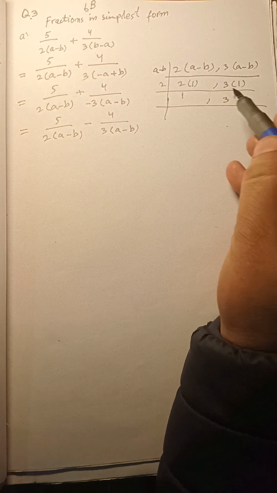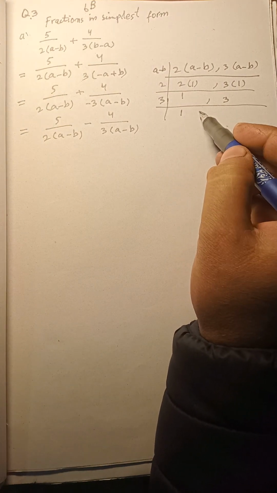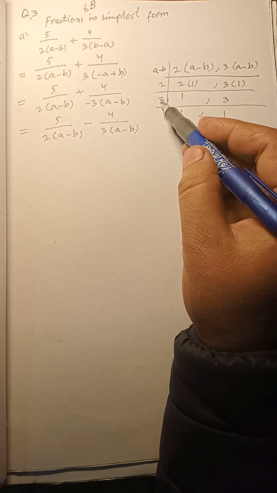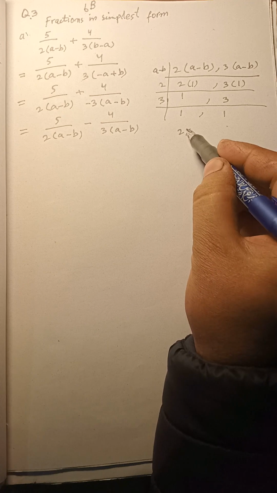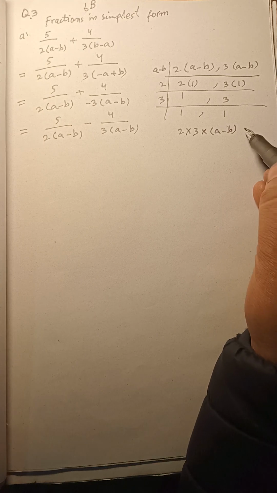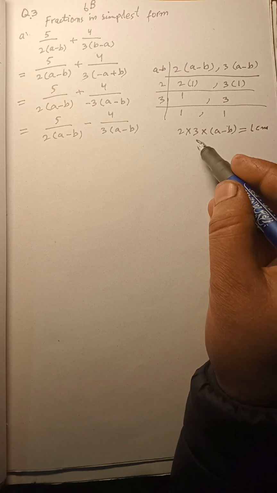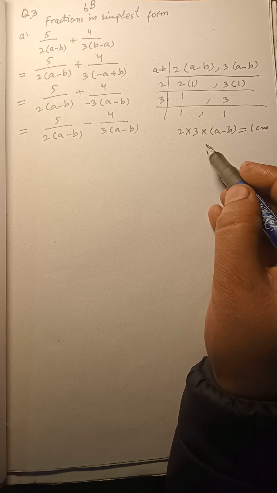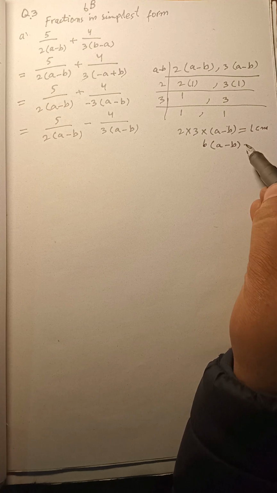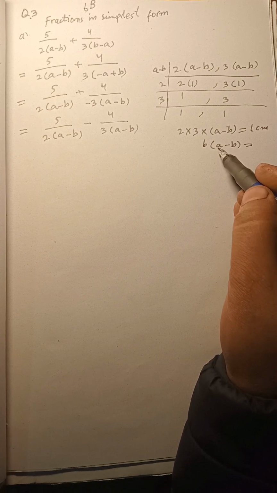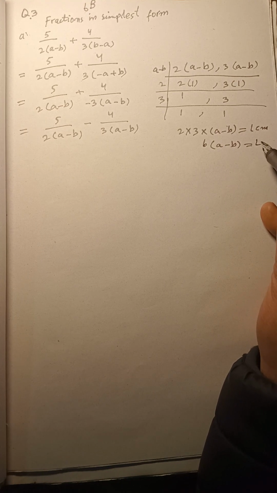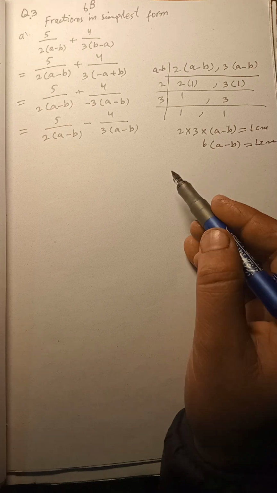Now if you divide it by 3, both will become 1. Now 2 multiplied by 3 multiplied by (a minus b), this is our LCM. You can simplify this LCM to some extent only. 2 3s are 6, 6 into (a minus b). You should not multiply this 6 into (a minus b), because if you multiply it, it will become complex, and we want simplicity here, so we will not multiply this.